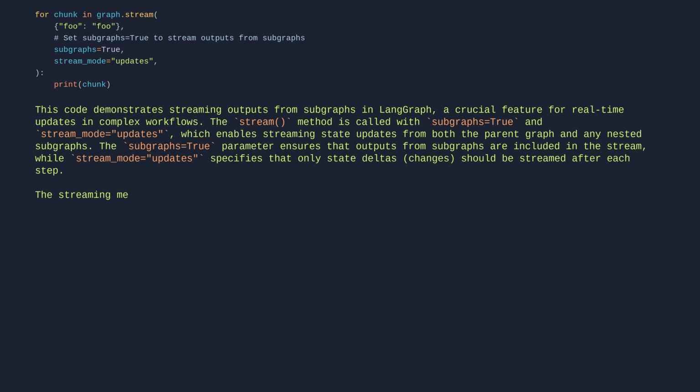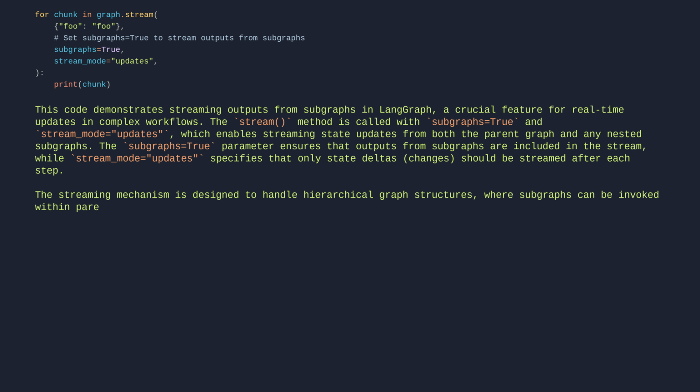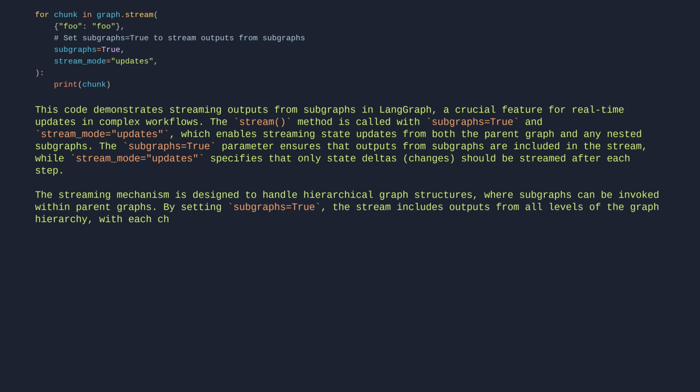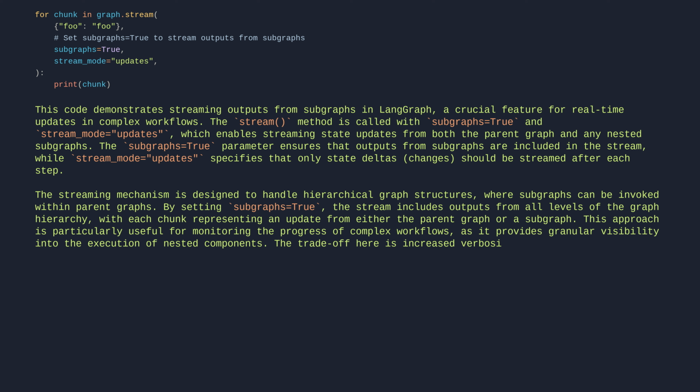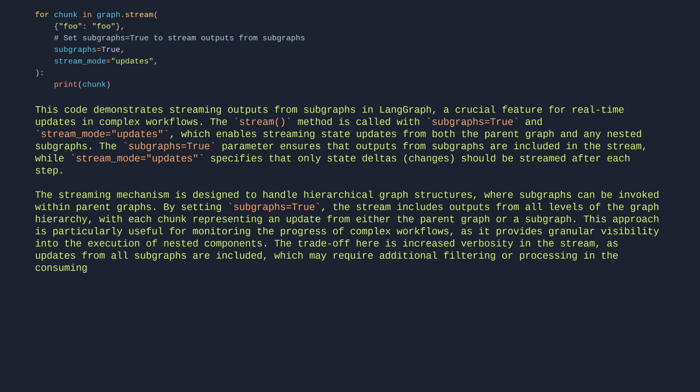The streaming mechanism is designed to handle hierarchical graph structures, where subgraphs can be invoked within parent graphs. By setting subgraphs equals true, the stream includes outputs from all levels of the graph hierarchy, with each chunk representing an update from either the parent graph or a subgraph. This approach is particularly useful for monitoring the progress of complex workflows, as it provides granular visibility into the execution of nested components. The trade-off here is increased verbosity in the stream, as updates from all subgraphs are included, which may require additional filtering or processing in the consuming application.